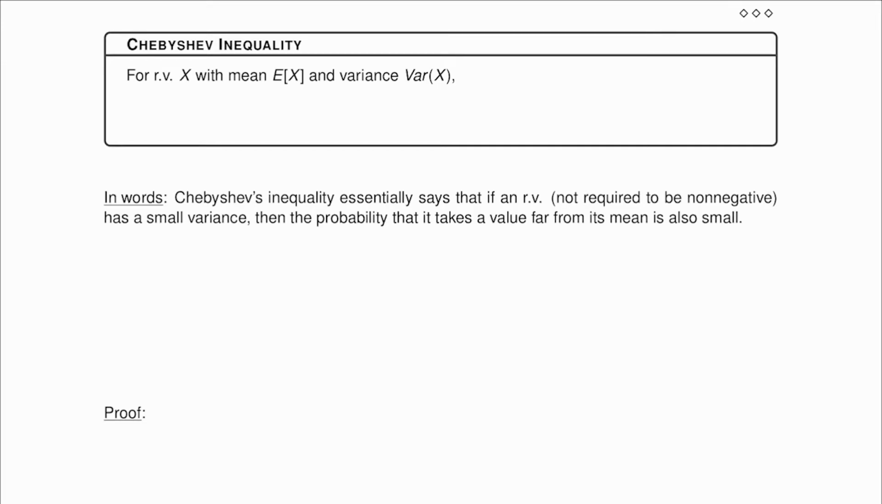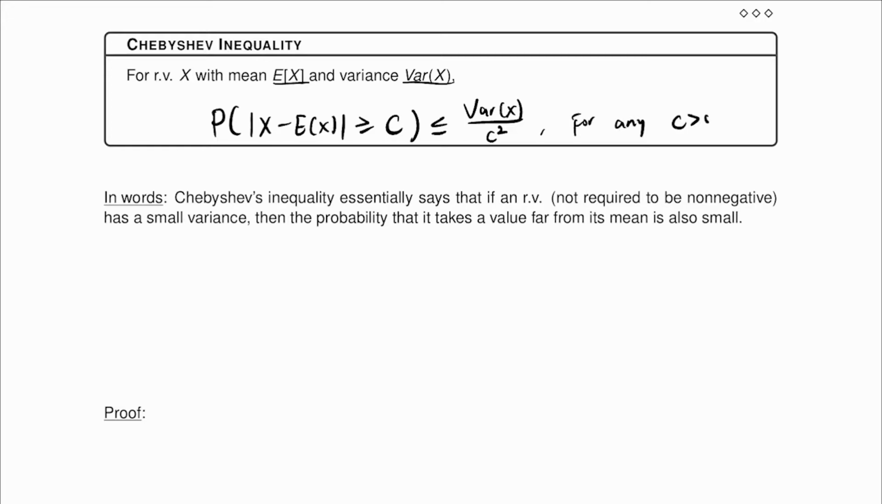Okay, the second inequality is Chebyshev's inequality. For a random variable X with mean, expected value of X, and variance Var(X), we have that the probability that the difference between the random variable and its expected value is greater or equal than c in absolute value is less or equal than the variance of the random variable over the square of this constant c. This for any c greater than 0.